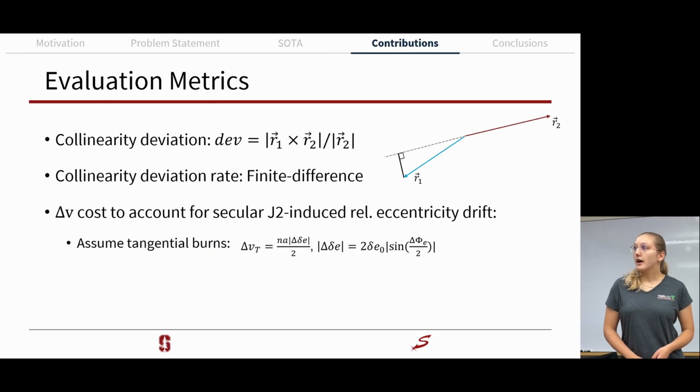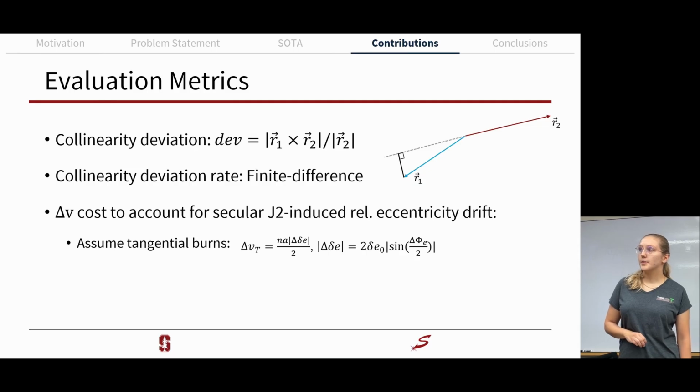Now, to evaluate how good this formation design and also the further formation designs will be, I'm outlining the metrics here. The collinearity deviation is defined as the perpendicular offset that one deputy has to the extended line between the other deputy and the chief, as you can see in this visualization on the right. I'm saying this because you could also define the collinearity deviation as how far the chief deviates from the line between the two deputies, but that is different.